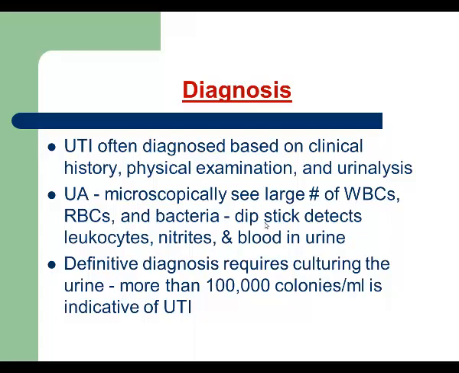But the definitive diagnosis of UTI is based on results of culturing of the urine. So if our patient has more than 100,000 colonies in 1 milliliter, and especially if the patient has more than 2-3 different kinds of organisms in the urine, that means the patient has UTI.